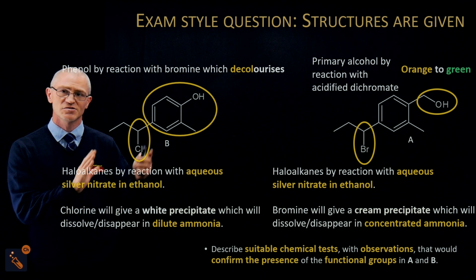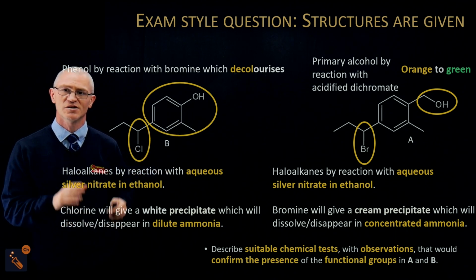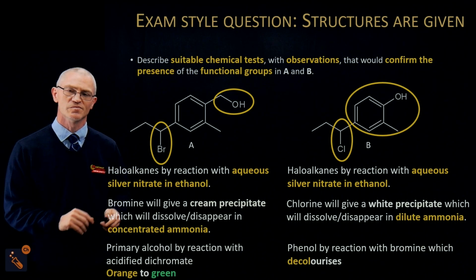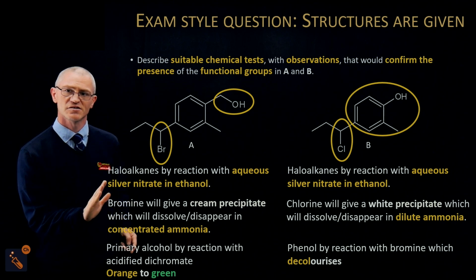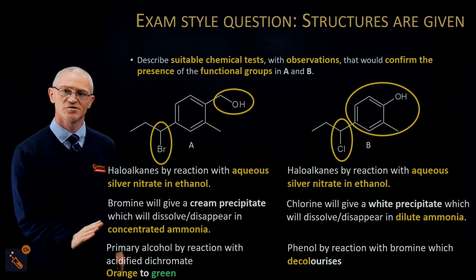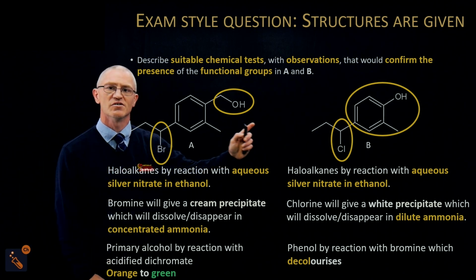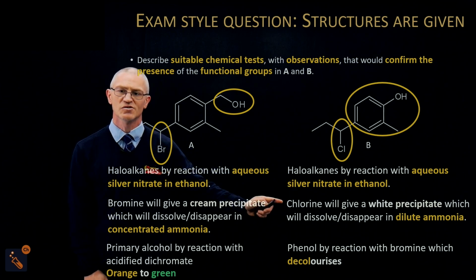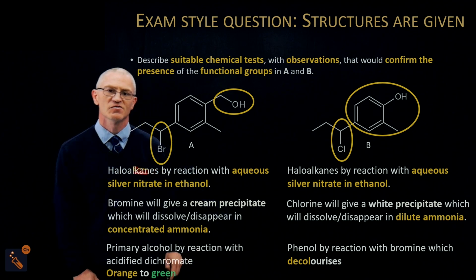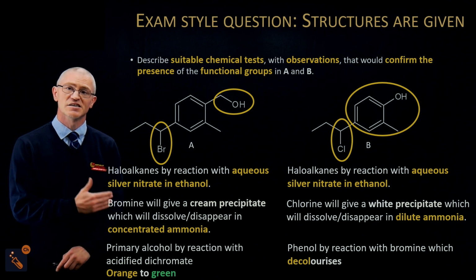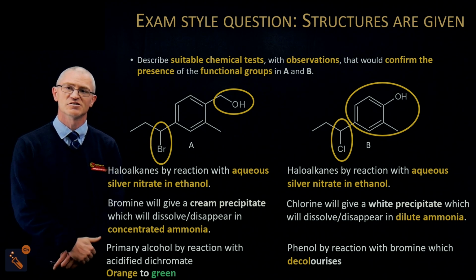So we've got all the reactions to identify the phenol, the haloalkanes, and the primary alcohol. Let's put it into a nice table. So here you have, on this side, the bromine, the cream precipitate, concentrated ammonia, and the primary alcohol, orange to green. And on the other side, you have again the haloalkanes, this time chlorine going to a white precipitate and dissolving in dilute ammonia. And then the phenol reaction with bromine, which decolorizes. And that's all you'd need to get the different functional groups that are in these two molecules.